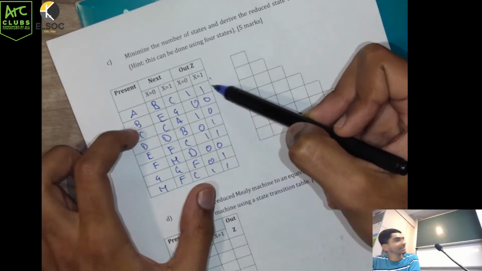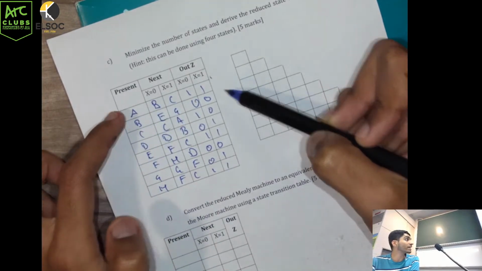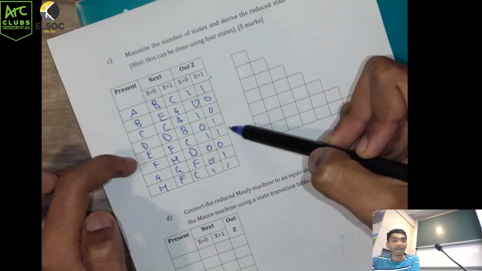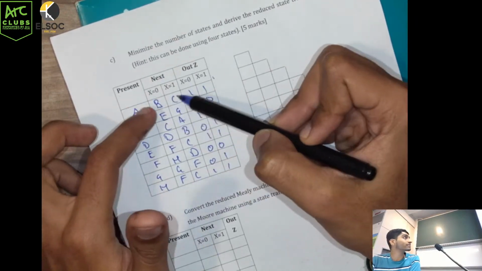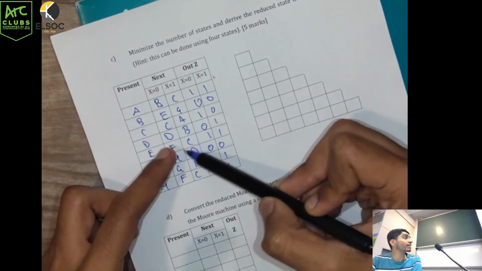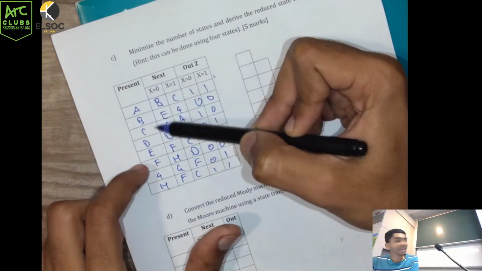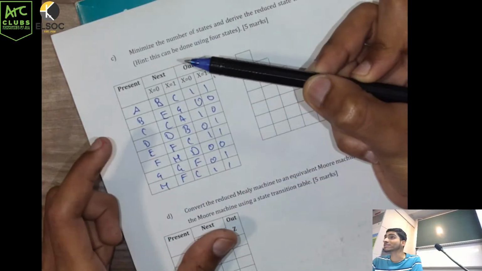So A and B cannot be equivalent because their outputs are immediately different. However, if you look at A and E, they have the same outputs. So A and E could be the same state if the next states are equivalent. A's next state is B and C. E goes to F and C. So immediately, C is already the same. So A and E are equivalent states if B and F are equivalent states.